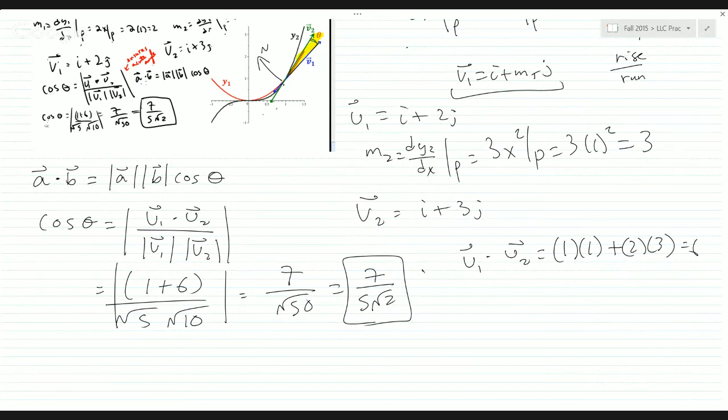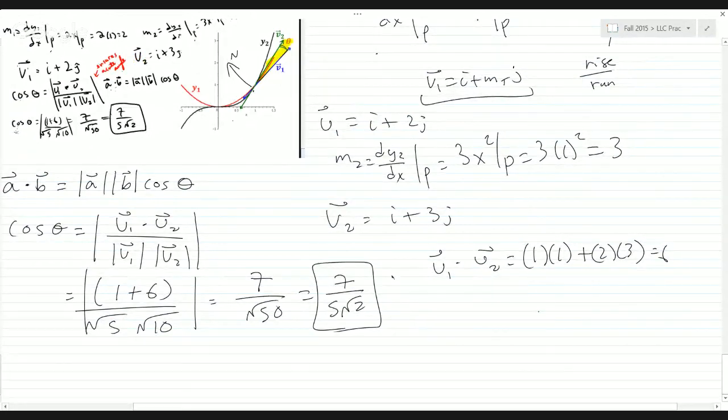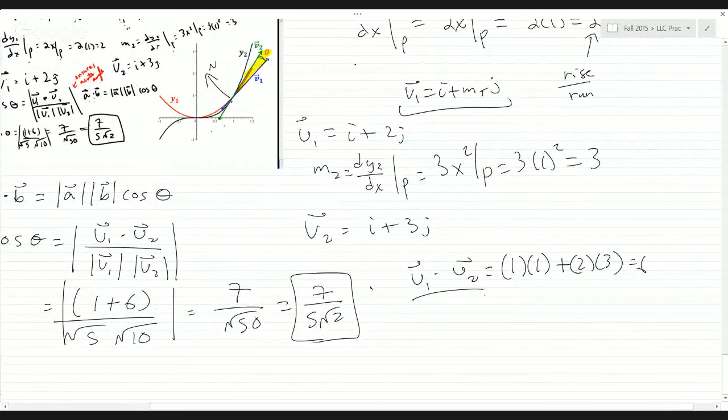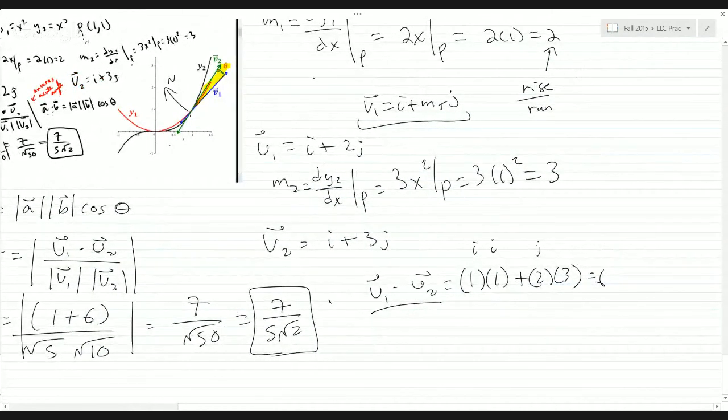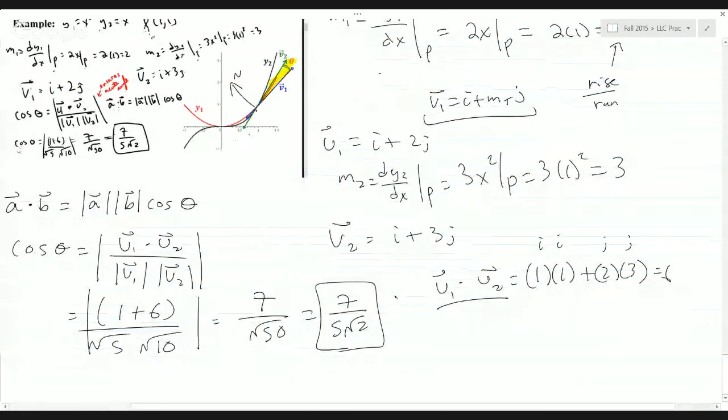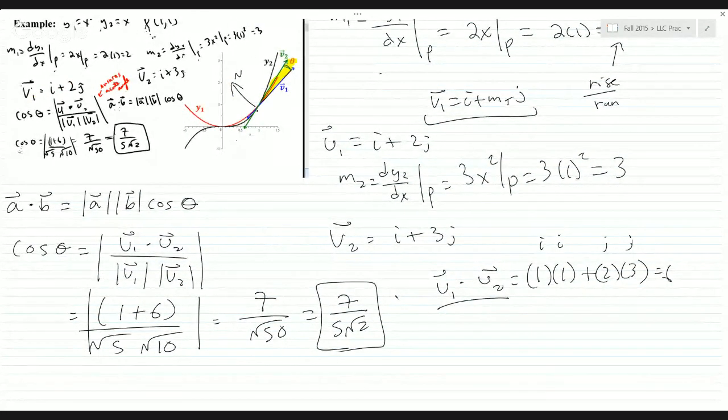So for vector scaling, is it like A1 and B1, A2 and B2? Are you asking about this part? The dot product? The dot product is always the I components multiplied with the I components, the j components multiplied with the j components, and then you add them. That's something that you just have to memorize and know that a dot product is that. And then we use the definition of a dot product to find cosine theta.